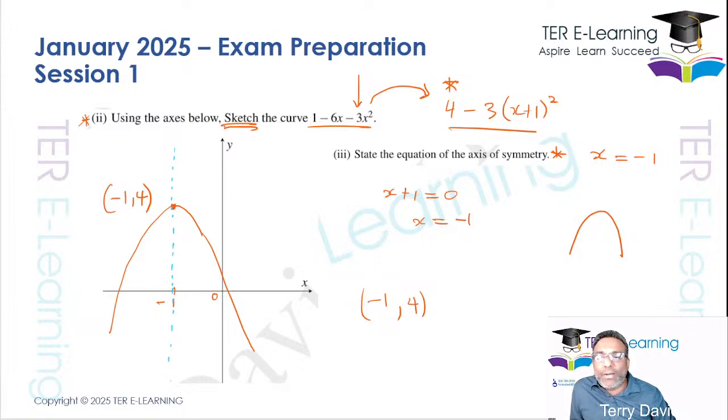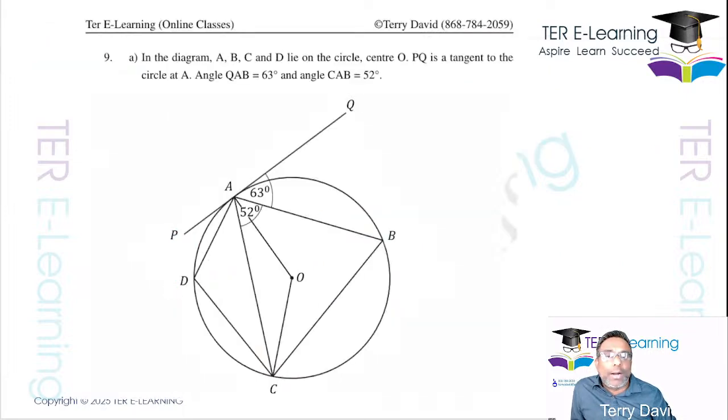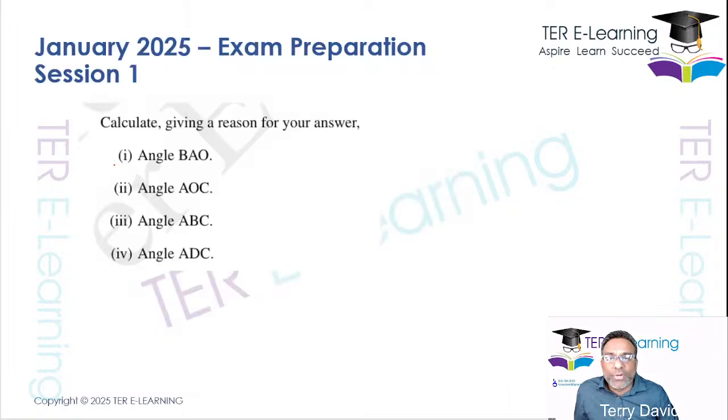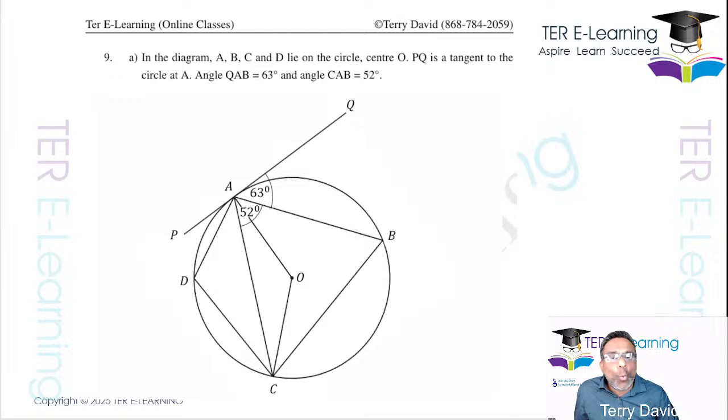Right, so that takes care of question 8. We just have 2 more questions to make it to question 10. Question 9. We have a circle geometry question here. So we have A, B, C, and D on the circumference of a circle. PQ is a tangent, and they give us some angles. Let's see if we can answer some of these things here. So the first angle we want is BAO. Where's BAO?